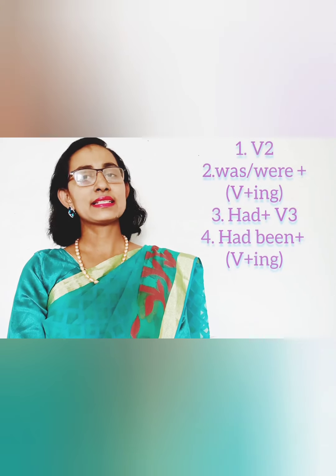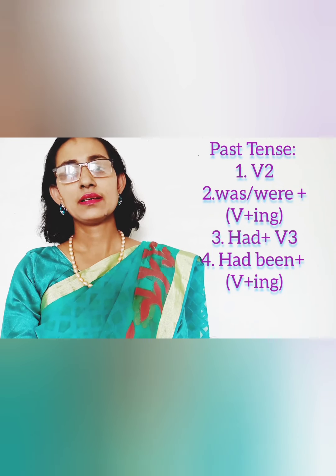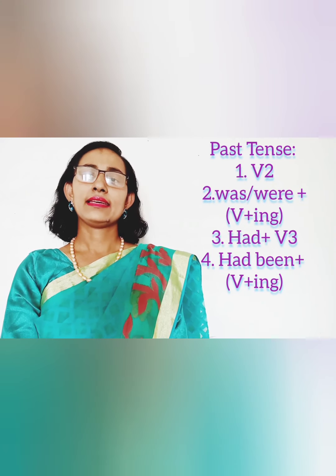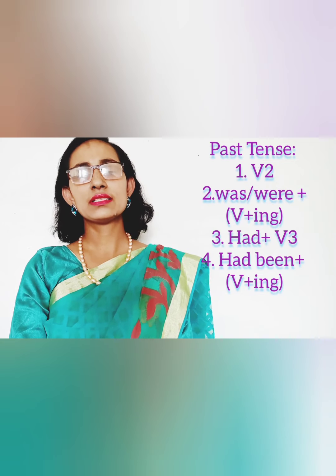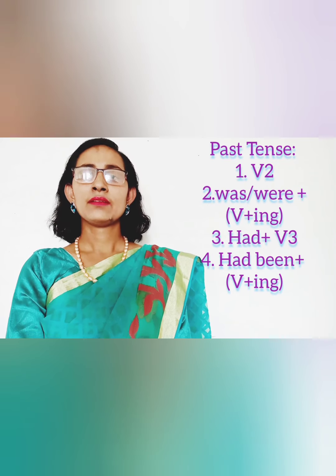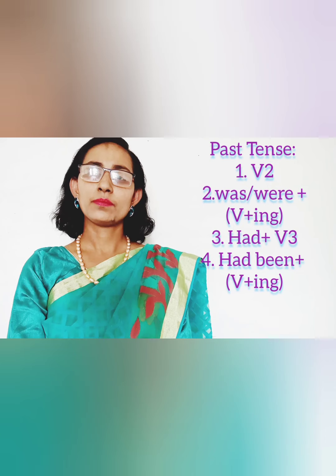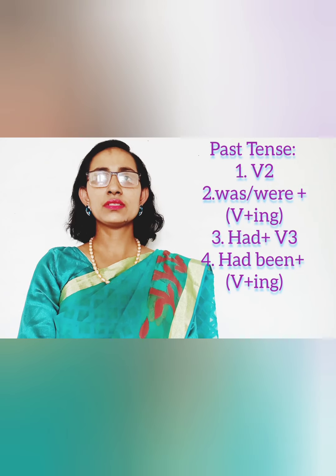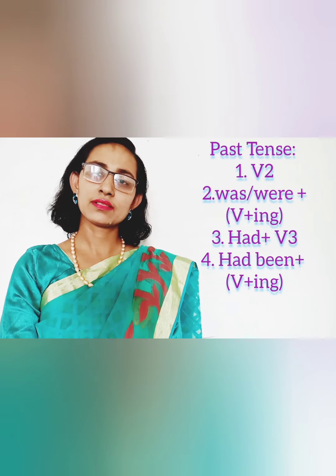For past tense, in past indefinite we use the V2 form. Then for past continuous we use was, were plus V1 plus ing. For past perfect we use had plus V3. For past perfect continuous we use had been plus V1 plus ing. For future also it is like this.